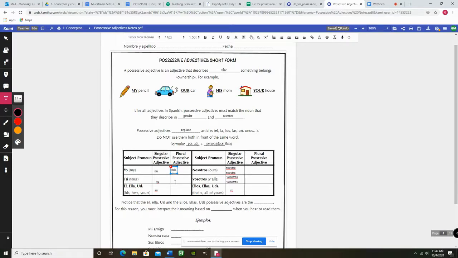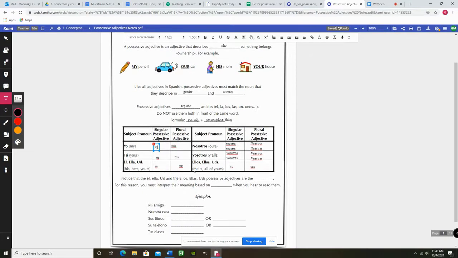Plural: mis, tus, sus, nuestros, and nuestras. Vuestros and vuestras. And lastly, sus. I got random capital letters. I gotta clean this up. Oh my goodness. I'll do this after the video.